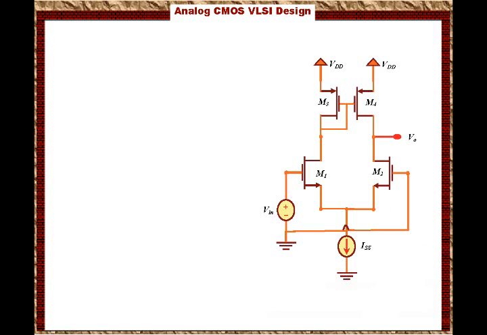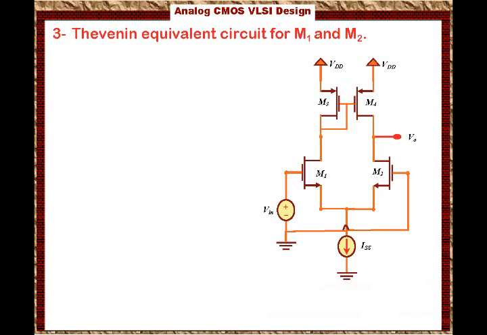The third method we will use to come up with the gain for this circuit is to use the Thevenin equivalent circuit for M1 and M2. Basically, we come to these two transistors, M1 and M2, and simplify the circuit by finding the Thevenin equivalent circuit. Remember from circuit courses that a Thevenin equivalent simplifies the circuit to make the analysis easier.